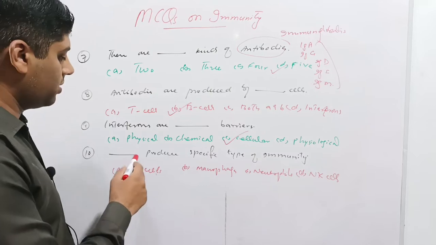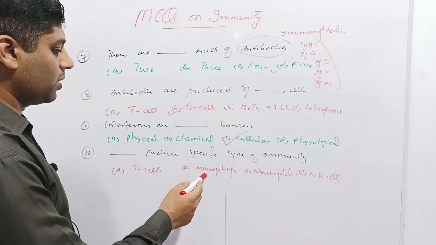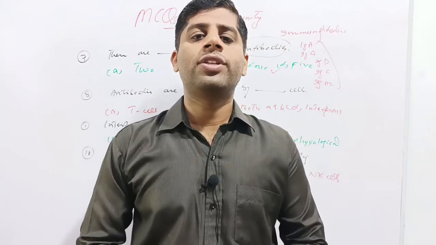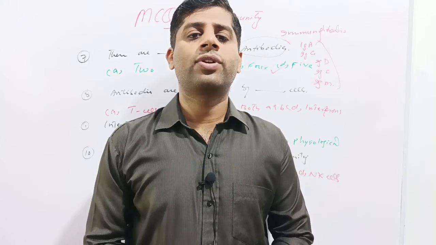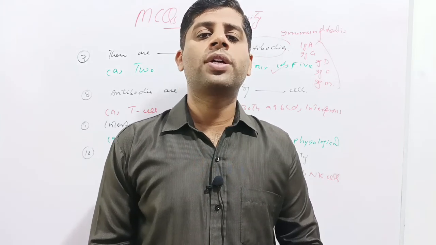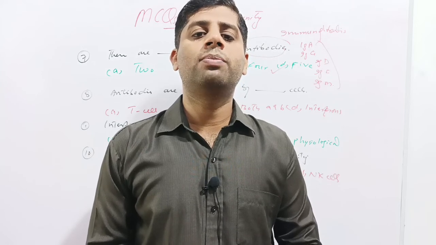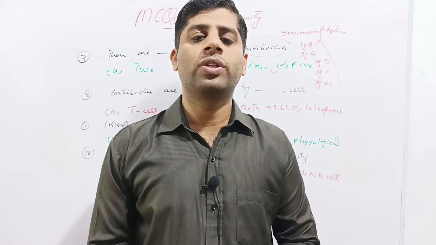Next question is, dash produce specific type of immunity. Given options are T cells, macrophages, neutrophils, natural killer cells. Immunity is basically body defensive force against the antigens or infectious agents and safeguard us from these harmful parasites. Immunity is brought about by white blood cells or leukocytes. There are 5 kinds of white blood cells, the lymphocytes and monocytes, the neutrophil, eosinophil, and basophil.